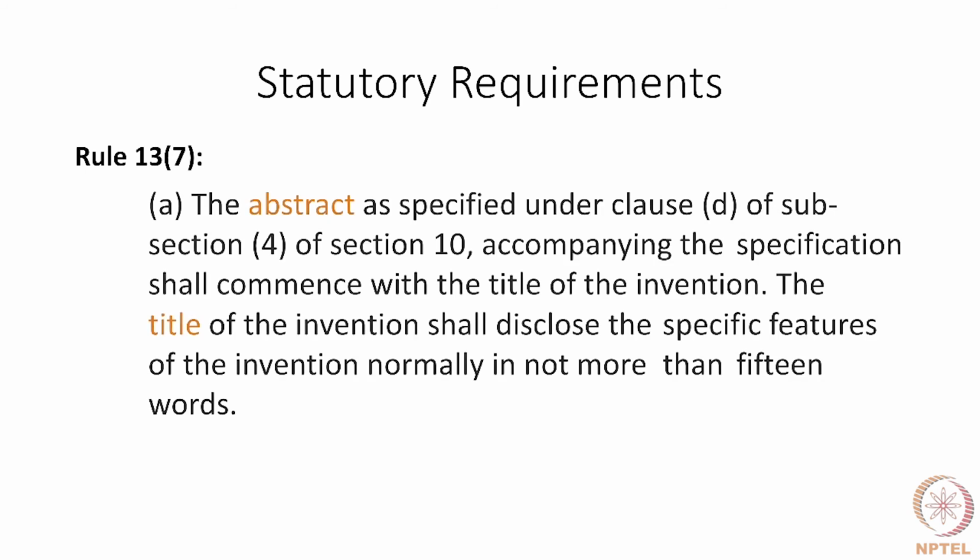Rule 13.7 gives some detail about the abstract. It says that the abstract, as specified under clause D of subsection 4 of section 10, accompanying the specification shall commence with the title of the invention. So the abstract should have a title. This is the same as the title of the specification itself. There's a separate specific title for the specification. The title of the invention shall disclose the specific features of the invention, normally in not more than 15 words. So there is a word limit for the title, which is 15 words.